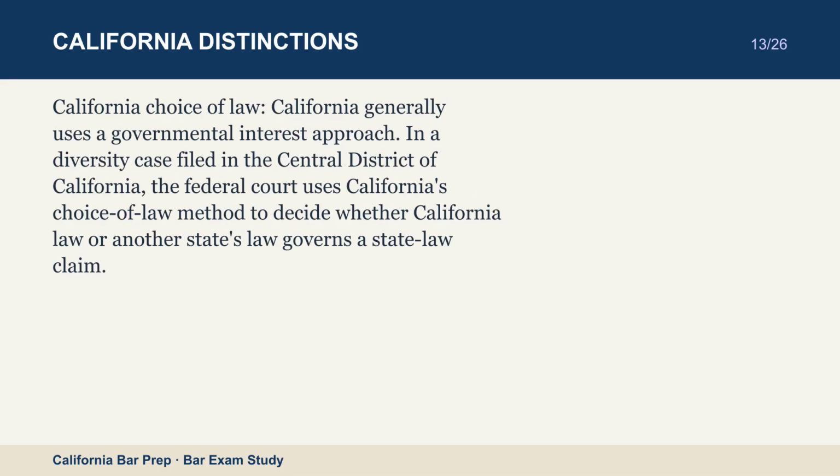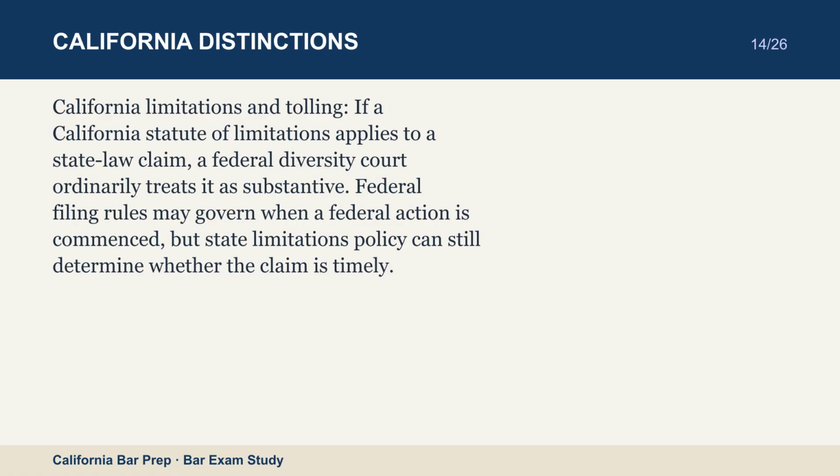In a diversity case filed in the Central District of California, the federal court uses California's choice of law method to decide whether California law or another state's law governs a state law claim. California limitations and tolling: if a California statute of limitations applies to a state law claim, a federal diversity court ordinarily treats it as substantive.